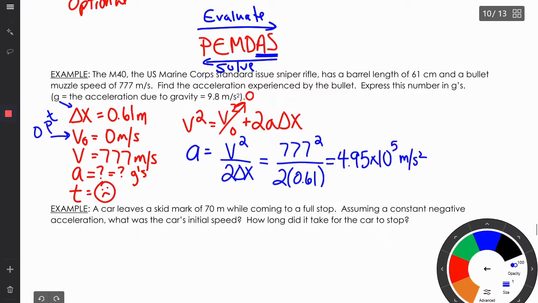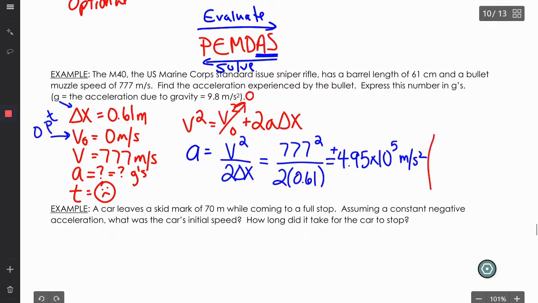Okay. So we found the acceleration, and that would be positive, but they also want us to express it in number of g's. So basically this is now just a conversion factor. We're going to say that 1 g is 9.8 meters per second squared, so the meters per second squared would go away.